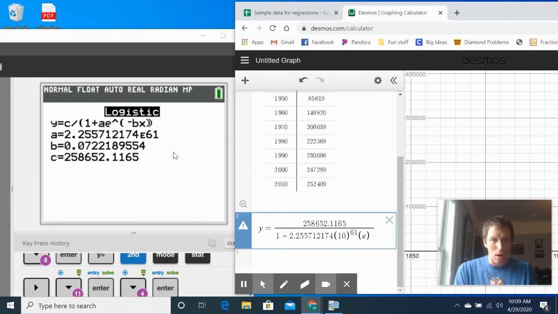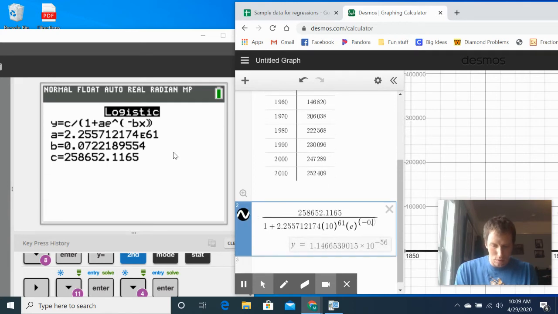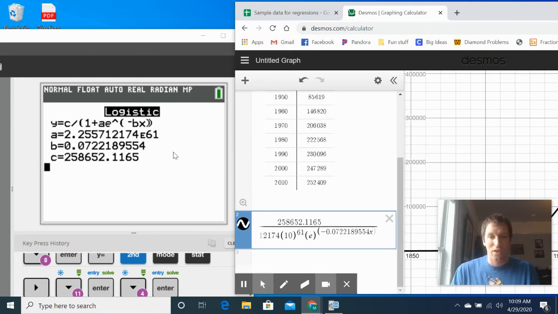In the power, open parentheses, negative B, B is 0.0722189554 times X. And that's just the letter X. Whew! That is a mess. That is an absolute mess, but there it is.